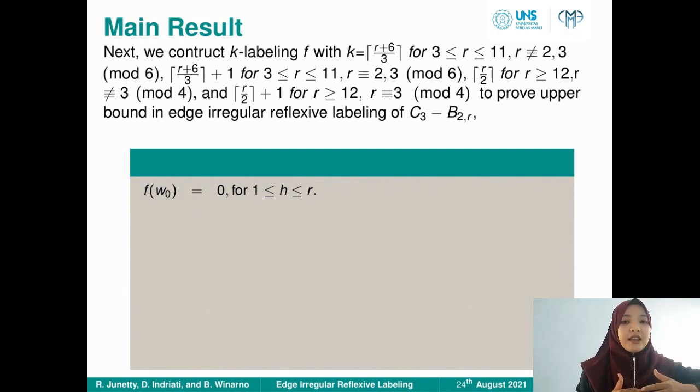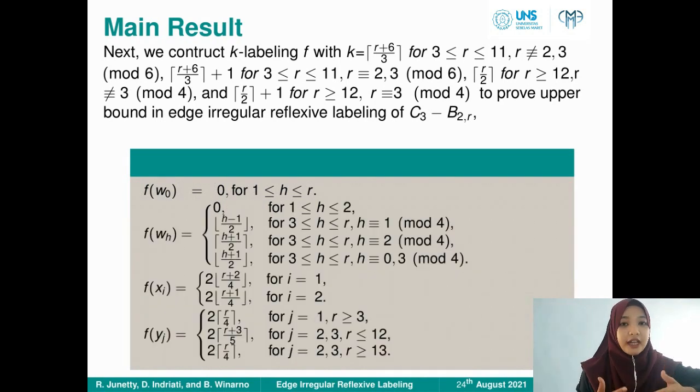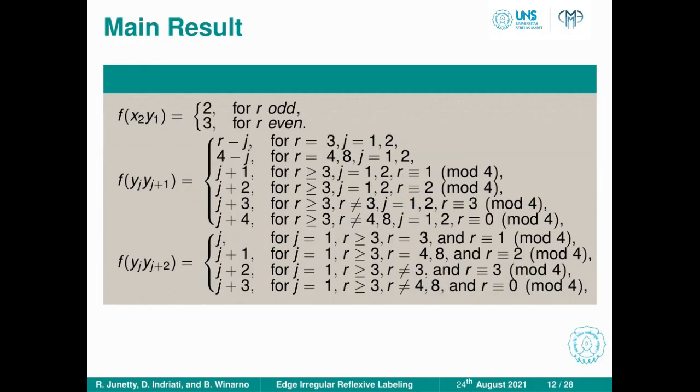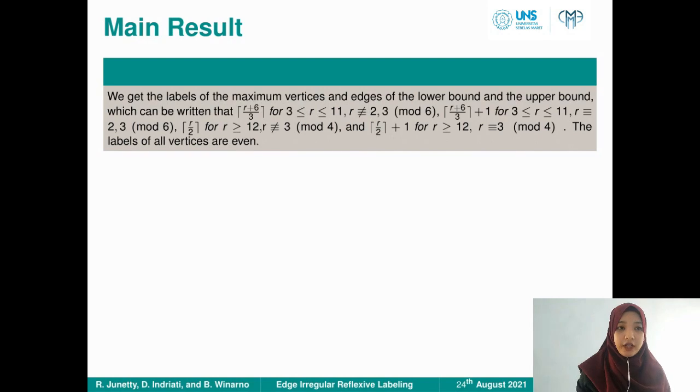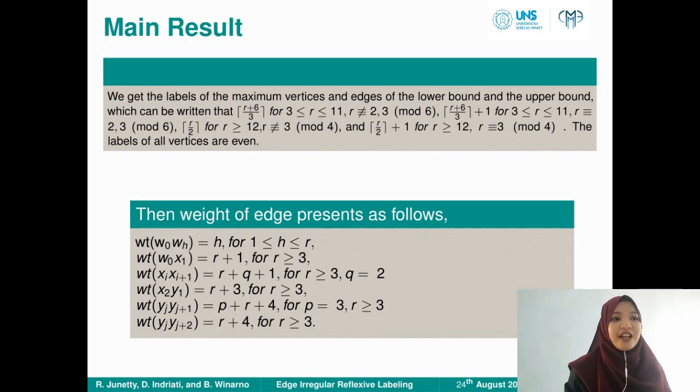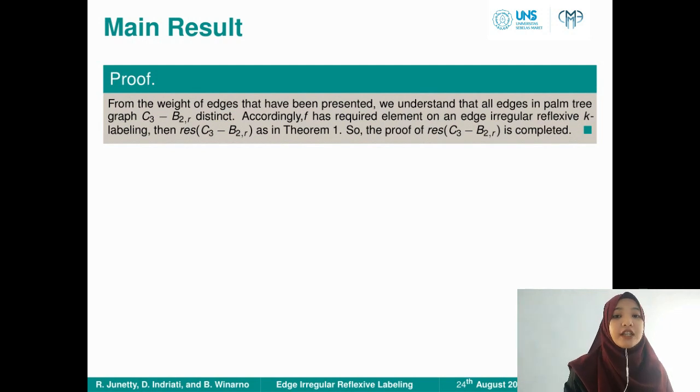Okay, you can see the formula of the label of vertices and the label of edges in the following sets. From the label of vertices and label of edges, we get the label of maximum vertices and edges of the lower bound and the upper bound, and the labels of all vertices are even. In this slide, you can see the weight of the edges from graph C3b2r like this. The proof of rest C3b2r is completed.